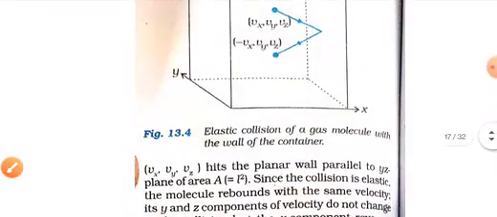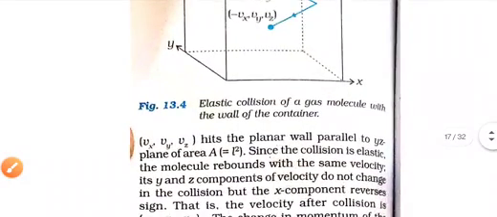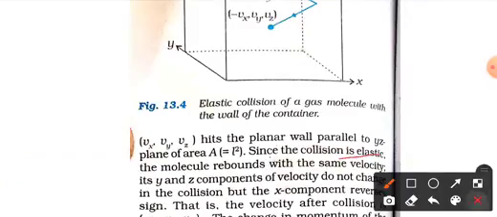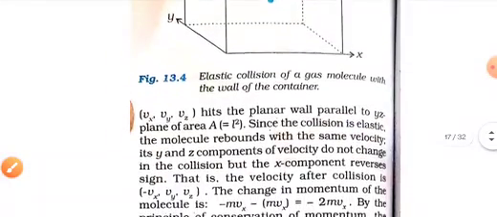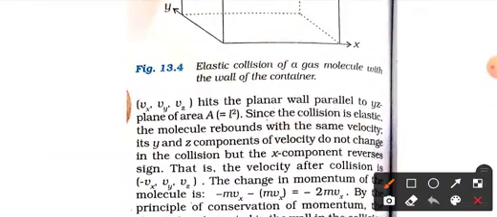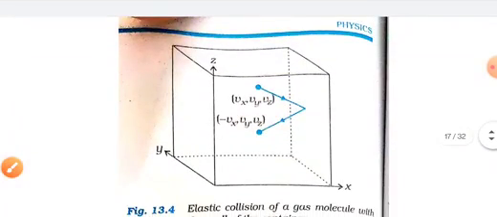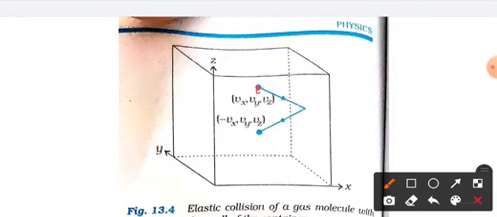Since the collision is elastic, we know that the collision is elastic according to the kinetic theory of gas, so the molecule rebounds with the same speed. So its y and z components of velocity do not change in the collision, but the x component reverses sign. That is, the velocity after collision will be negative Vx, and the velocity in the y and z directions will not be changed. This is the molecule in the initial phase.